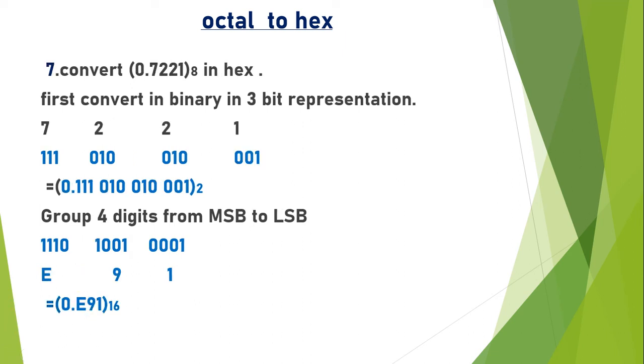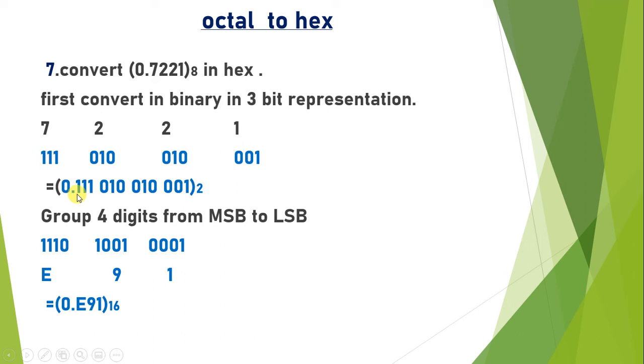What if the octal number is given with a fraction part? We start representing the octal number as a binary number from MSB to LSB. So 7 is equivalent to 111, 2 is equivalent to 010, 2 is equivalent to 010, and 1 is equivalent to 001. Arranging from left to right, you will get this as the binary output.